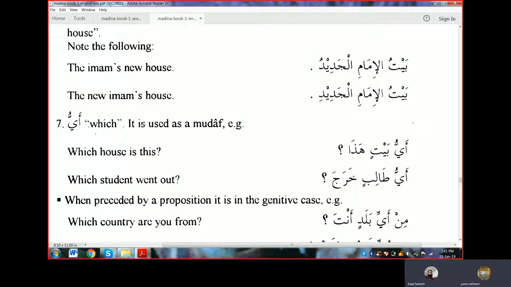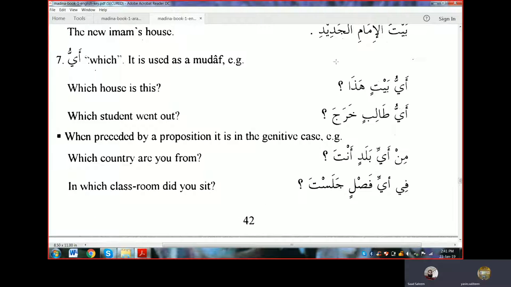Ayy, which is used as a mudaf. Ayyu baytin hadha? Which house is this? Ayyu talibin kharaja? Which student went out? When preceded by a preposition, it is in the genitive case.